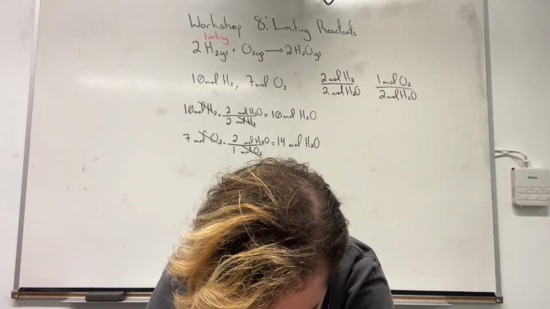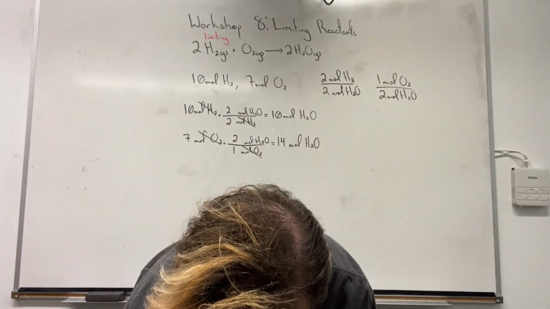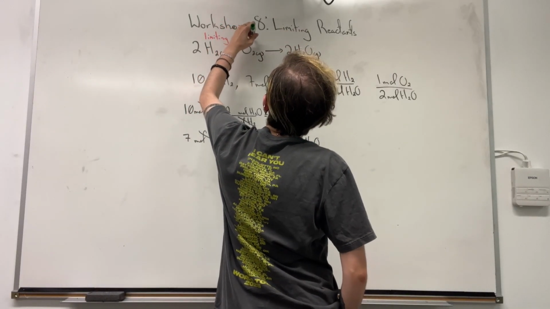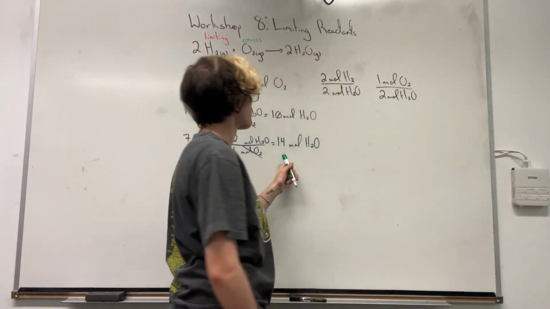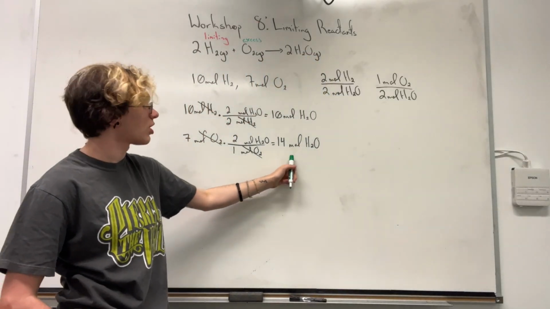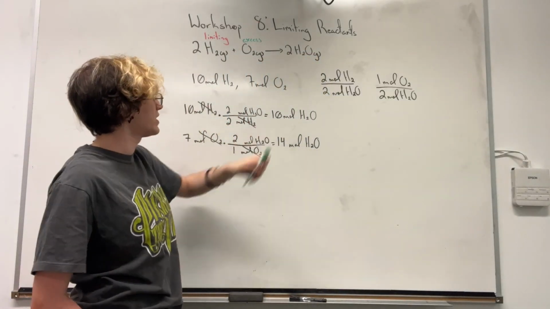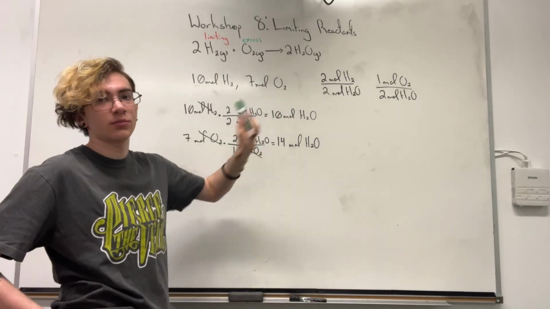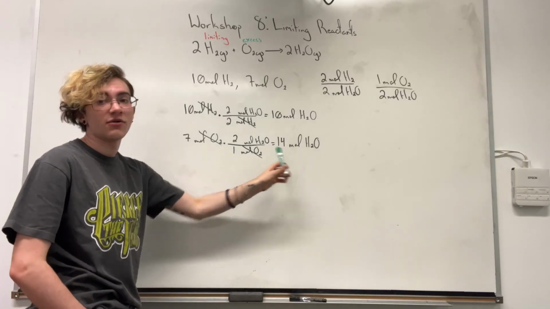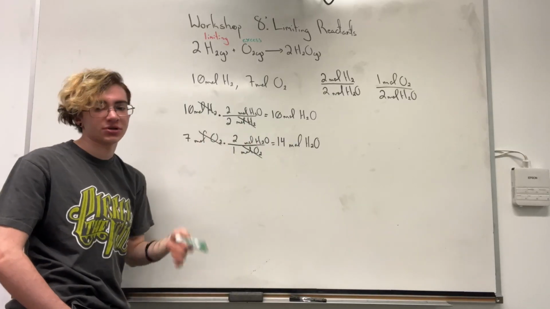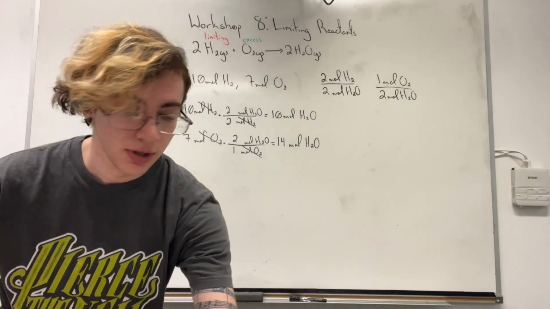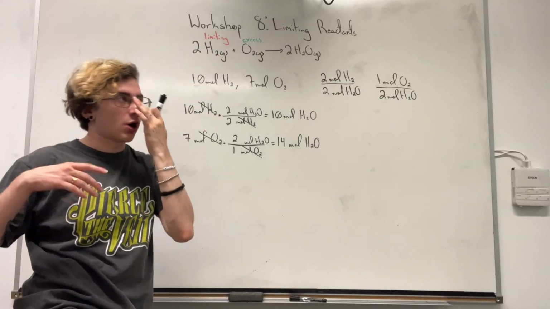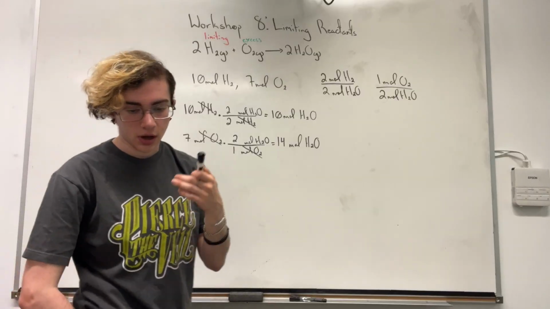We are able to make more product, and so this has to be our excess. Because again, it doesn't matter that oxygen can make 14 moles of water. If hydrogen is our limiting reagent and it only makes 10 moles of water, this reaction is making 10 moles of water. We are never going to hit 14 moles of water because we will run out of hydrogen before that can happen. So we have our limiting reagent, we have our excess reagent, and now we want to know how much excess is going to be left over.